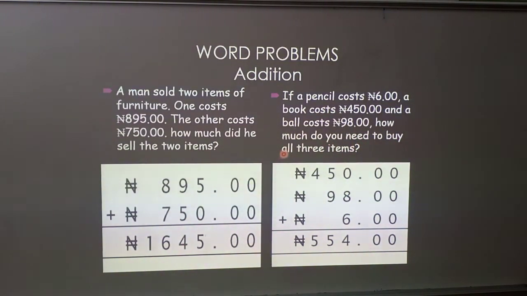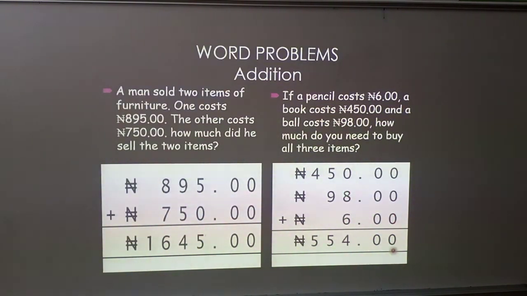Now the clue word here is all. Okay? All means what? You are going to add. So you arrange all your naira signs on the same straight line, arrange all your decimal points on the same straight line, and then arrange the numbers afterwards. This amount has 3 digits. Okay, so you have 1, 2, 3. This amount has 2 digits. You arrange it under the last 2 digits of the first amount. Okay, so 9 goes under 5 and 8 goes under 0. While this amount has just 1 digit, you arrange it under the last digit of the second amount. So you're going to have 6 under 8, which was under 0.